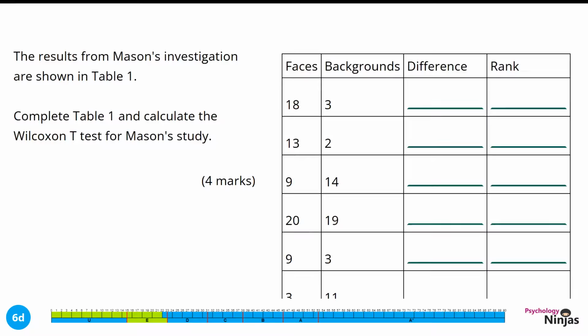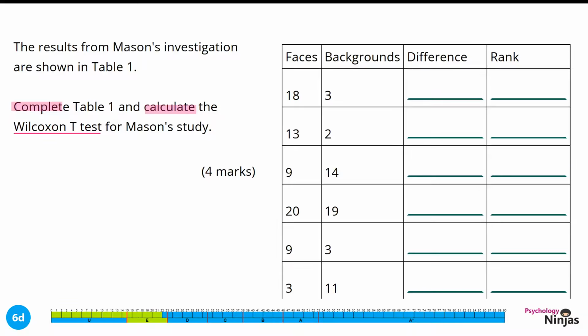Complete Table 1 and calculate the Wilcoxon t-test for Mason's study, 4 marks. Here we have the command words complete and calculate. What we need to do here is complete this particular table. There is some assumed knowledge in this question in terms of how to do a Wilcoxon t-test. However, there are instructions in the front of your exam paper booklet that will help guide you on how to do this.